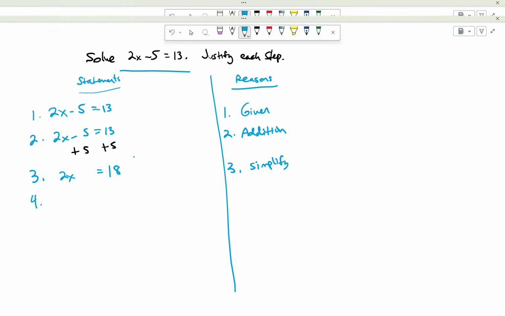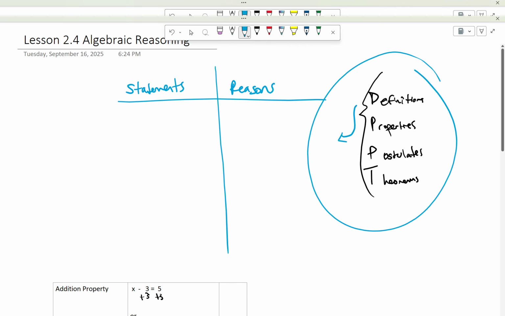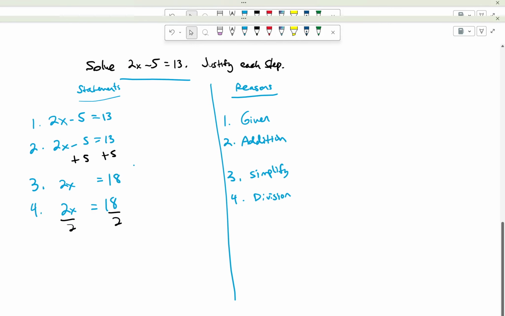Okay. Number 4, how do we get the x by itself? Well, how do we get rid of the 2? The way we get rid of it is we're going to divide both sides by 2. And what did we do there? We're explaining what we did on the left side, which was the division property. Now, I don't need you to write division property. You can just tell me it's division. I know division is a property, okay? Getting back to all the stuff that we write on that side has to be from these 4 categories: definitions, properties, postulates, and theorems.